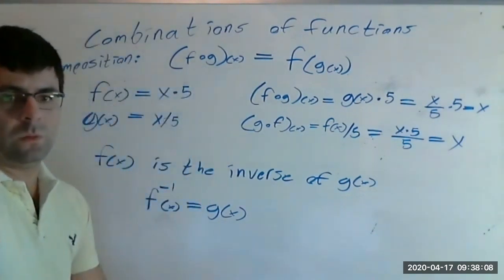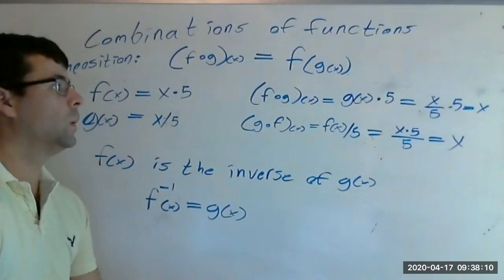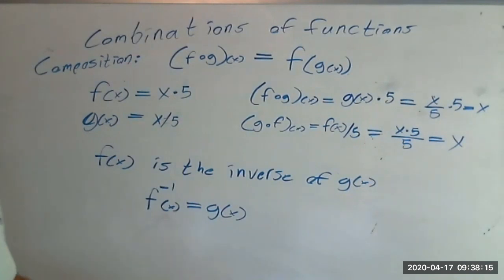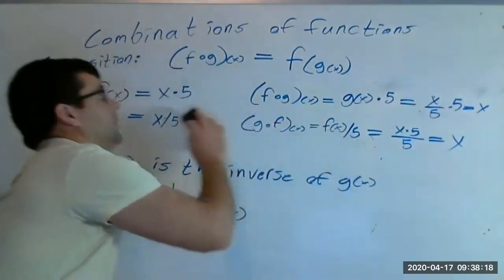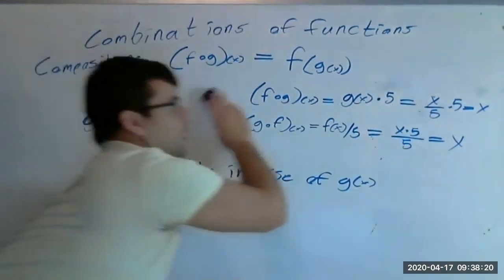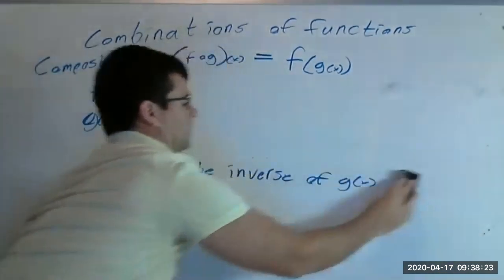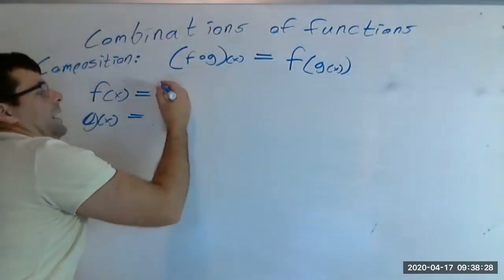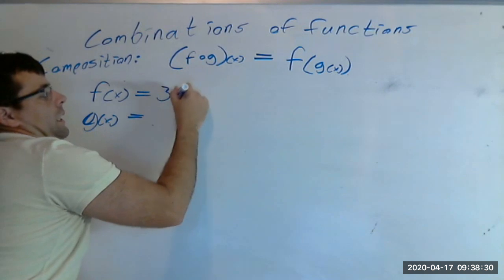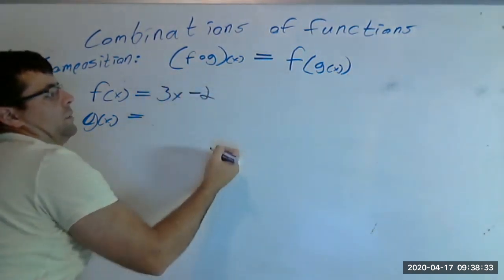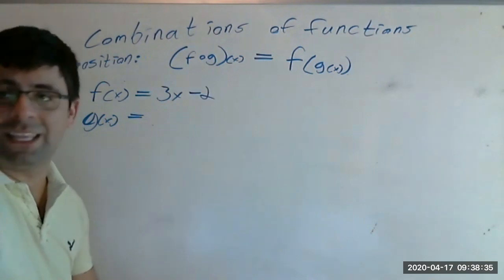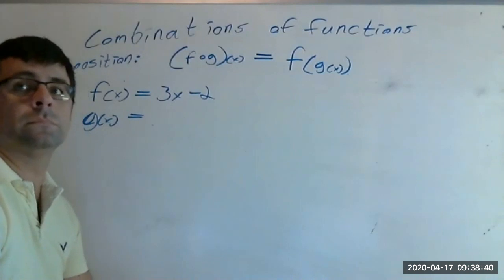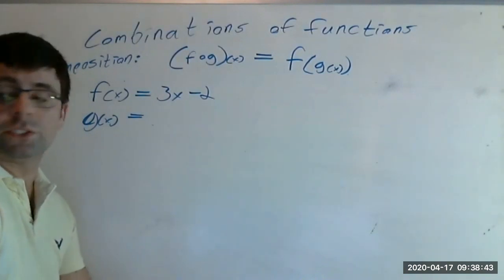So let's go from the other side. Let's not check to see if two things are inverses of each other. Let's find the inverse of two functions. So f of x is 3x minus 2. Let's find the inverse of this function.